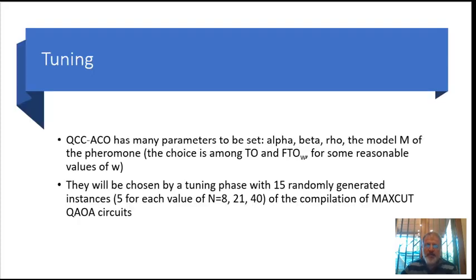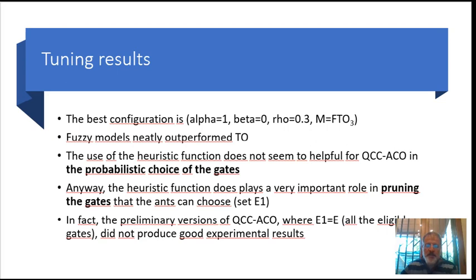Given the number of parameters involved in the algorithm, we had to execute a preliminary tuning phase using 15 new randomly generated instances, 5 for each value of n. As a result of the tuning phase, it was clear that the best pheromone model is the fuzzy time operation model, and that the best values for alpha and beta are 1 and 0 respectively.